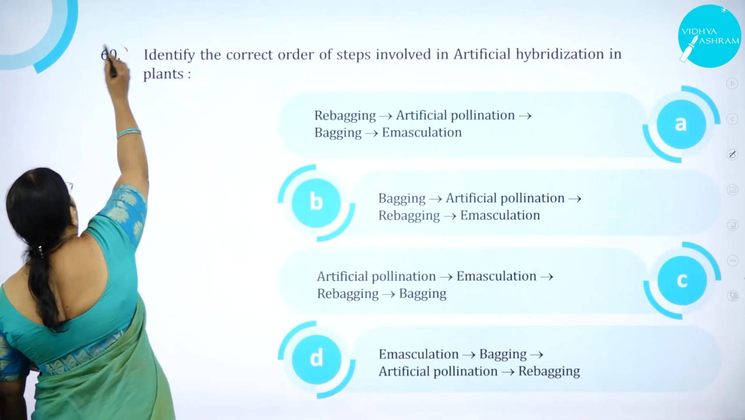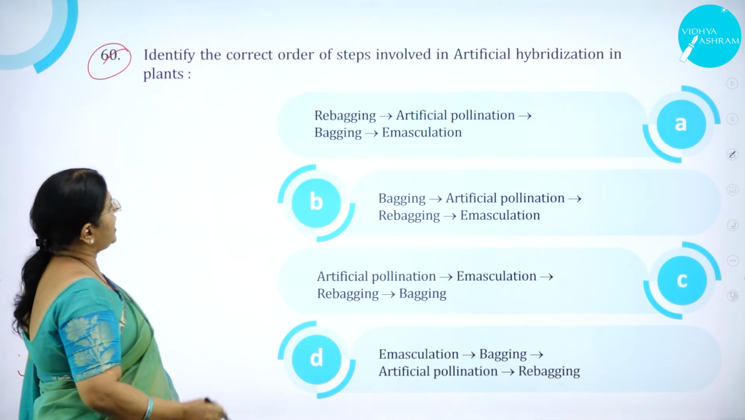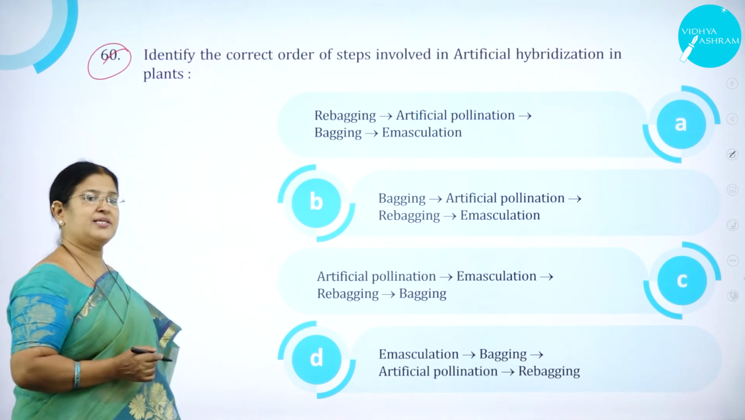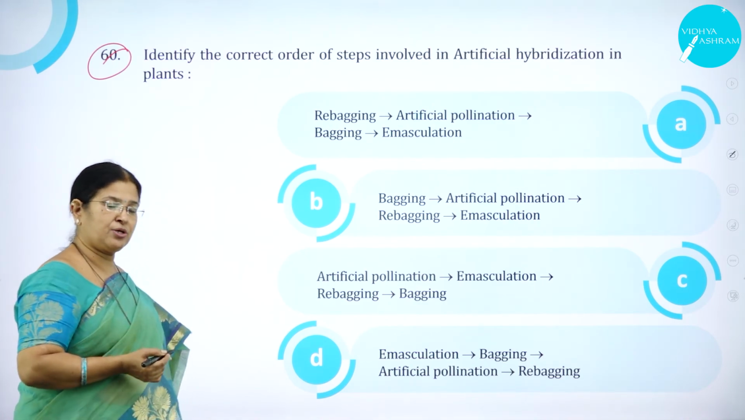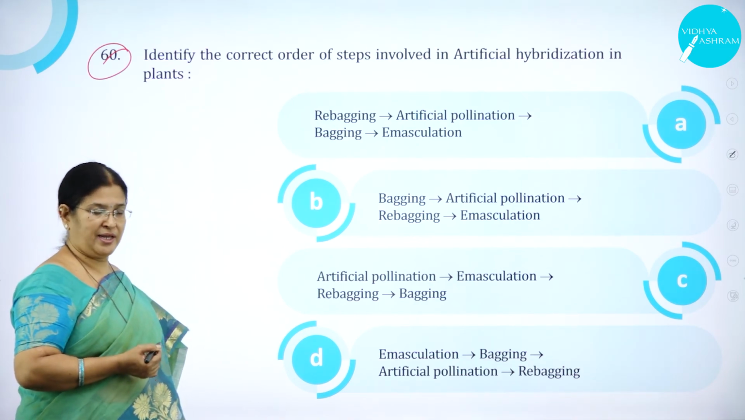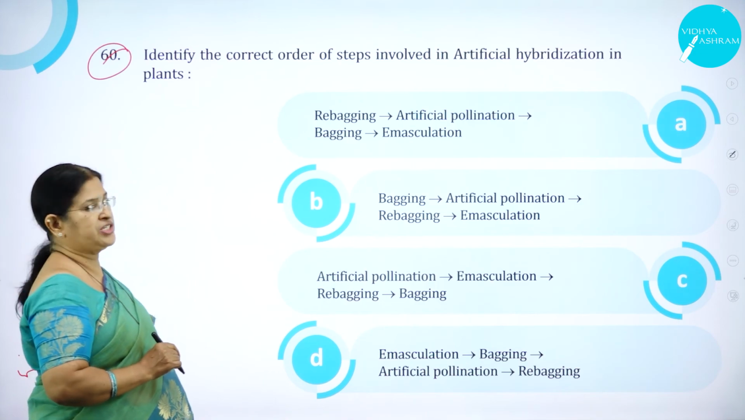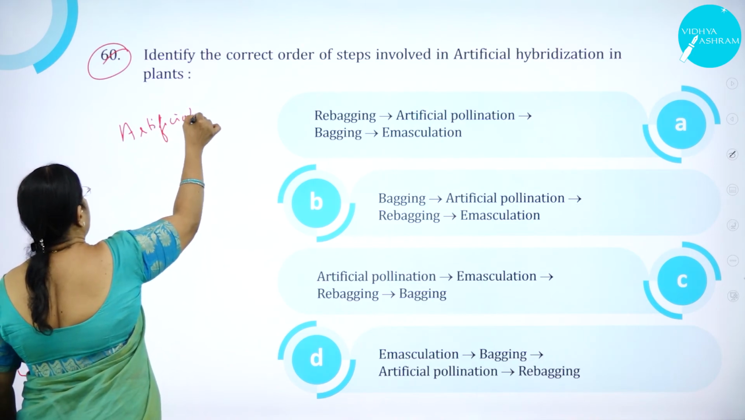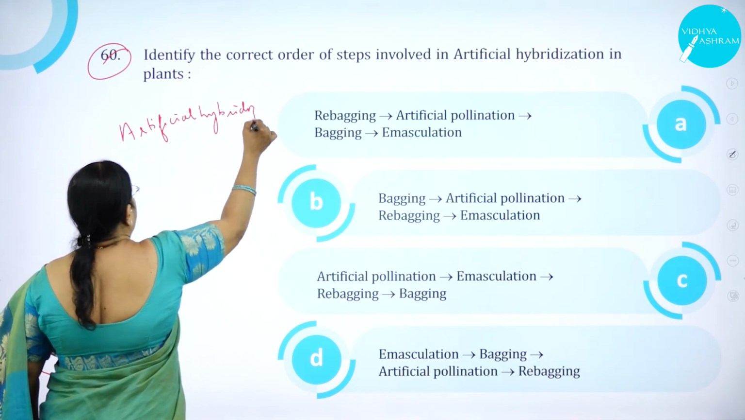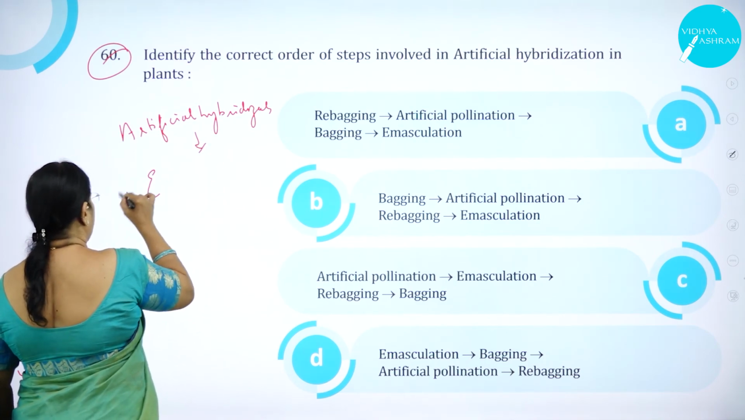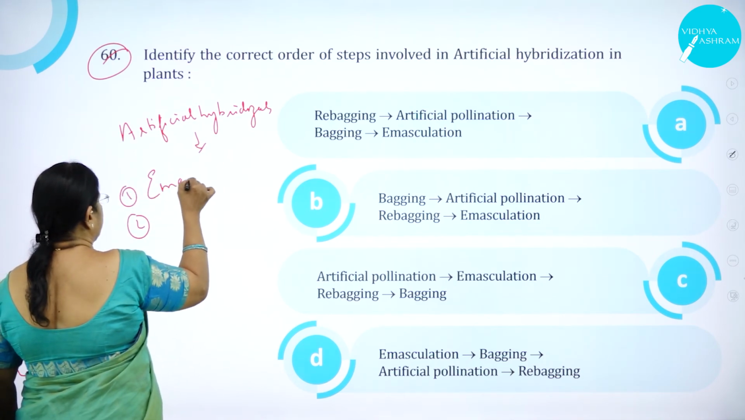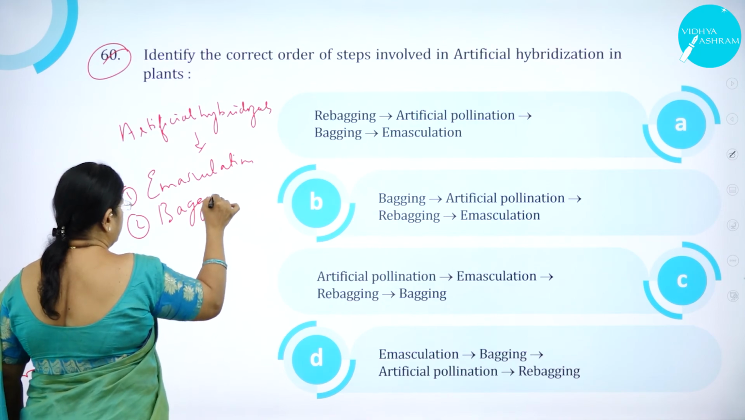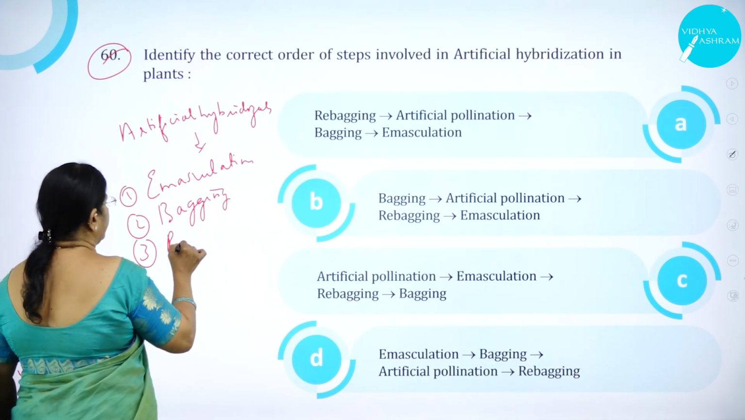Moving across to the last question, that is the 60th question. Identify the correct order of steps involved in artificial hybridization in plants. As you all know, particularly to improve the crop production, many programs are implemented, and one such program is artificial hybridization, which is obtained through two very important steps called emasculation, then bagging, then rebagging.